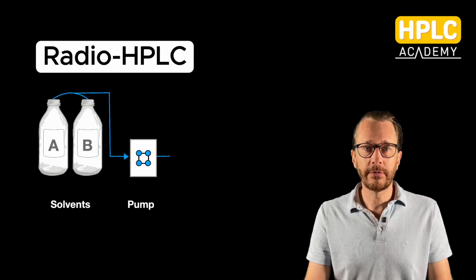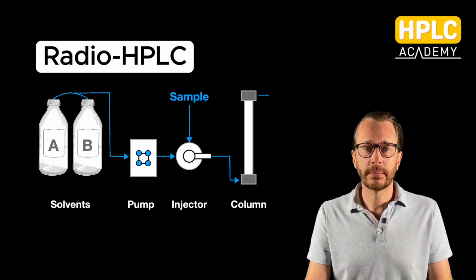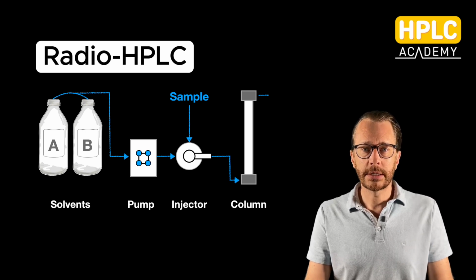First, the pump delivers the mobile phase at a constant flow rate. Second, the sample is injected and enters the column. Third, the column separates the components of the sample based on their chemical properties.